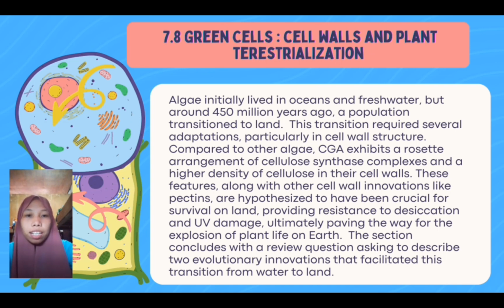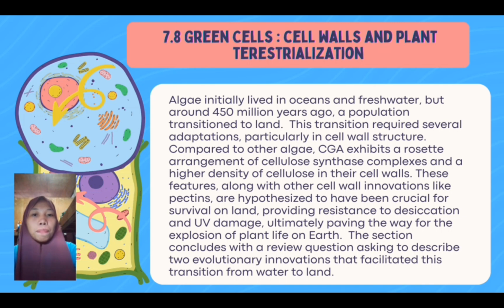And the second one is higher density of cellulose. So, dahil mas maraming cellulose, mas matibay ang kanilang cell walls, kaya kaya nilang mag-survive sa lupa kahit under physical stress. So, bukod sa cellulose, ang pectin sa kanilang cell walls ay nagbibigay ng hydration and elasticity. So, these features were crucial para hindi sila mabilis matuyo at ma-maintain ang flexibility habang nag-a-adapt sila sa bagong environment. So, this combination of innovations ultimately paved the way for the explosion of plant life on Earth, leading to the diversity of plants we see today.